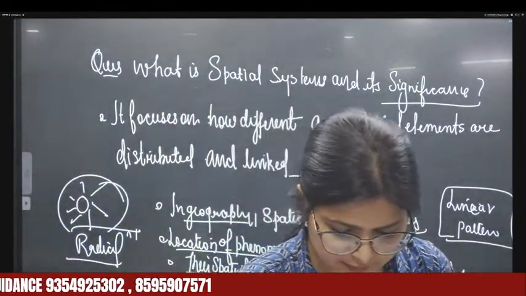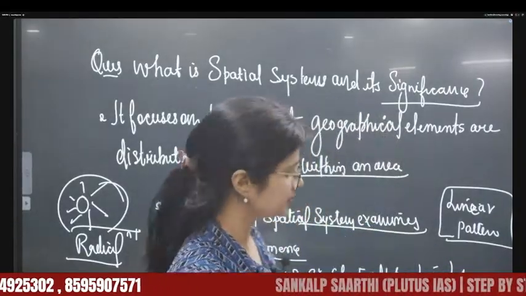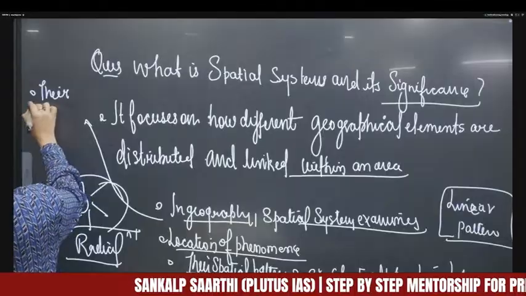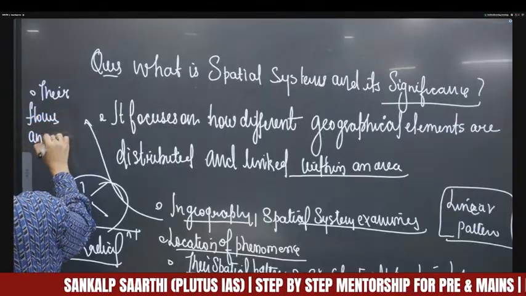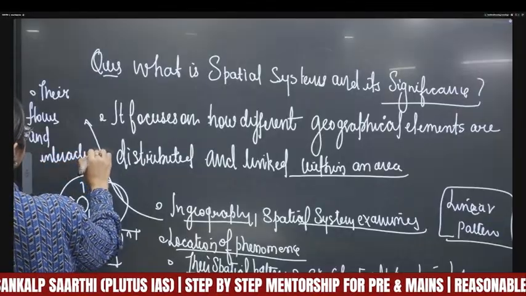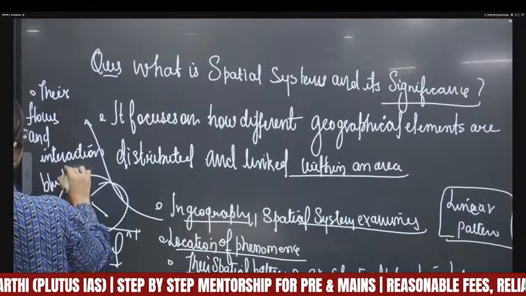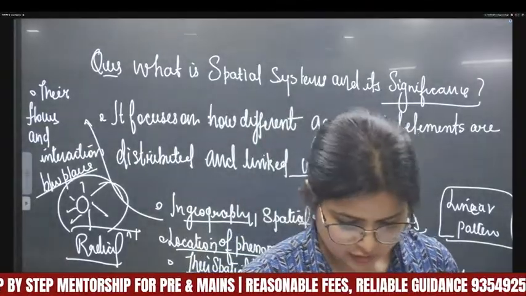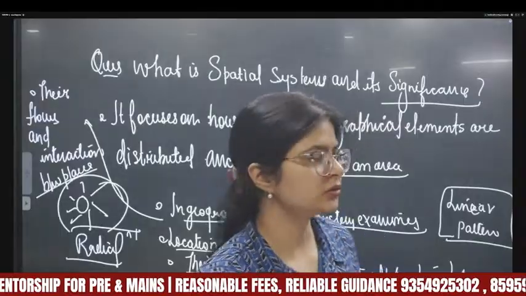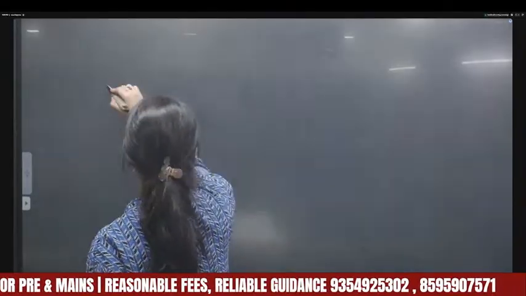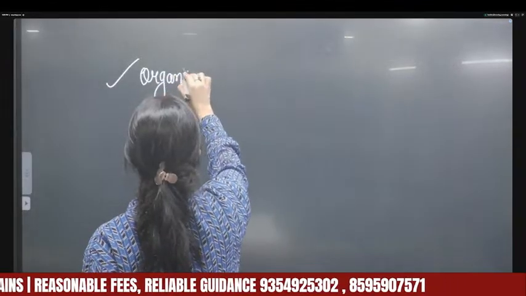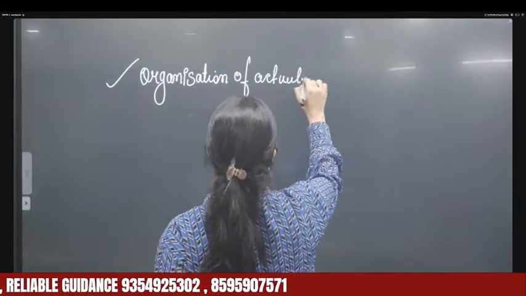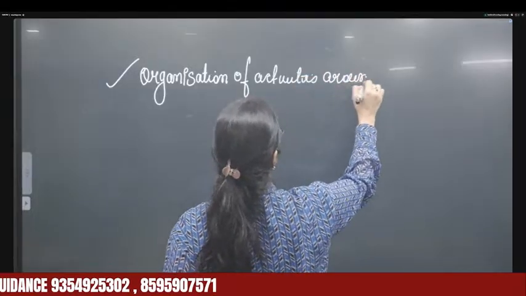Next, their flows and interaction between places. Their flows, what interaction they are having? Their flows and interaction between places. Next, the organization of activities around the space. The organization, next point. The organization of activities around the space.